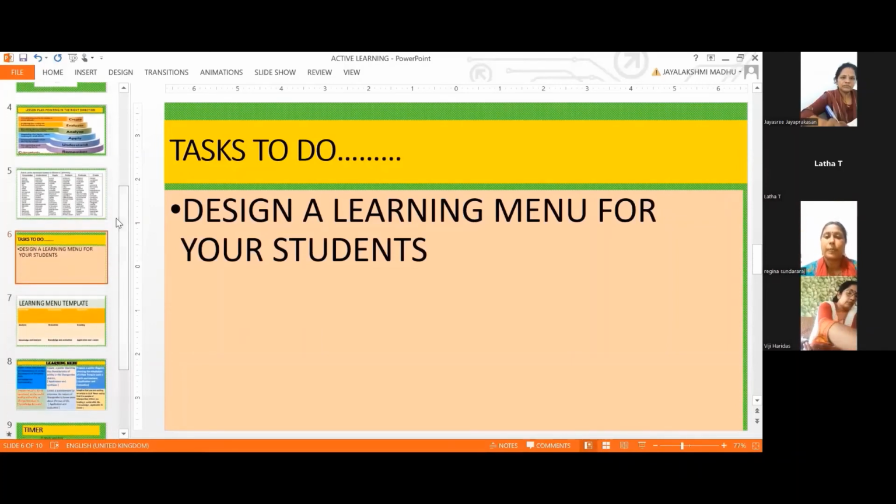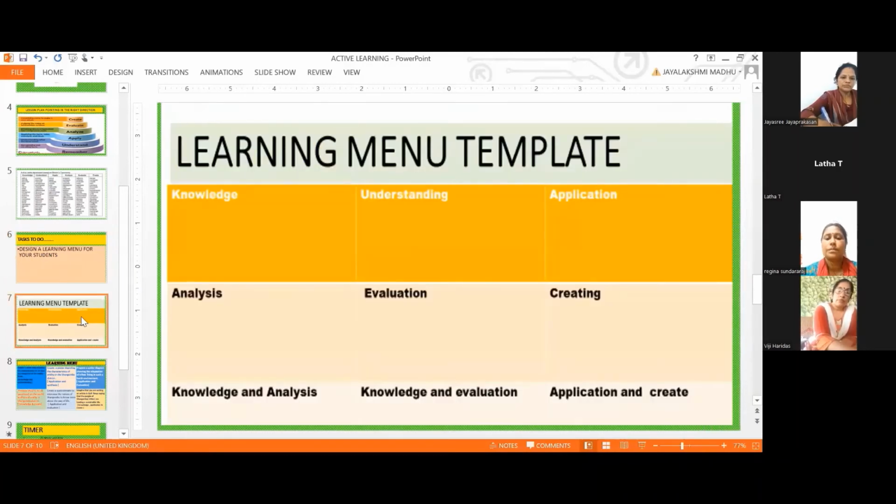And here, how we will design the activities, I think now we can have a look at it. This is the learning menu template. You can put some knowledge-based questions or understanding-based questions, application, or you can club in as many ways depending upon your topic. You can club knowledge and analysis together, or understanding and evaluation together, or you can make it 3. The way how your topic looks and how you can correlate your topic with the Bloom taxonomy.